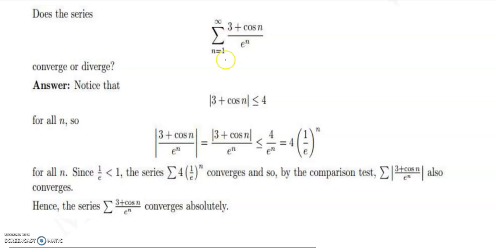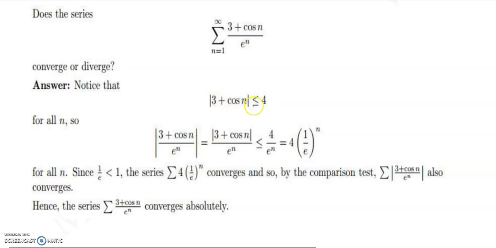So the modulus value of 3 plus cosine n, what will be the maximum? That is 4. Here n varies from 1 to infinity, so the maximum of this is nothing but 4. That's why we write the modulus of 3 plus cosine n is less than or equal to 4.